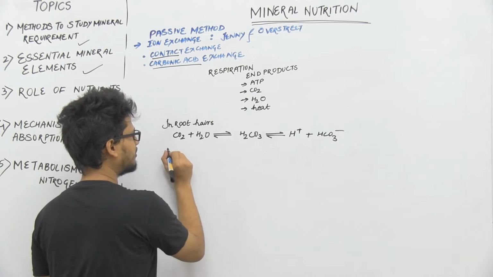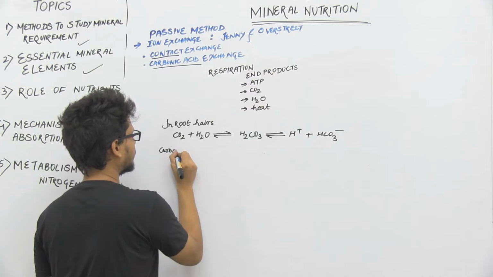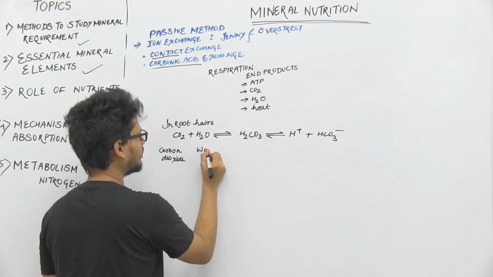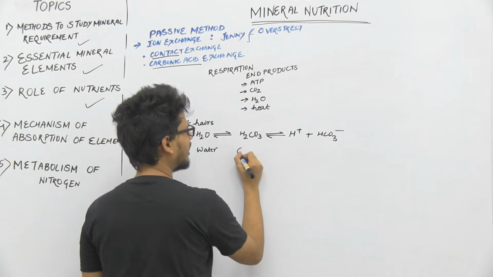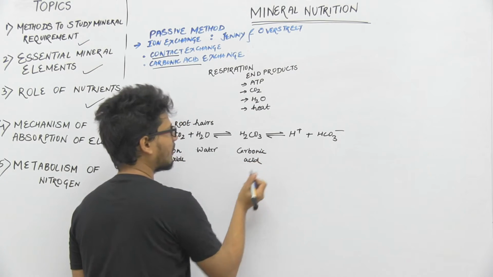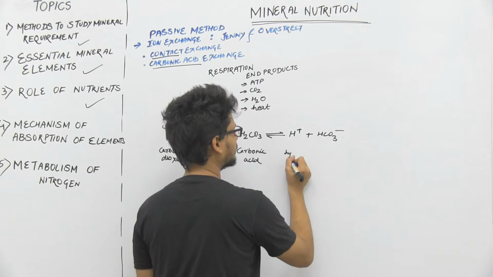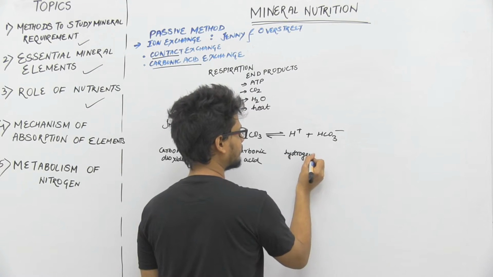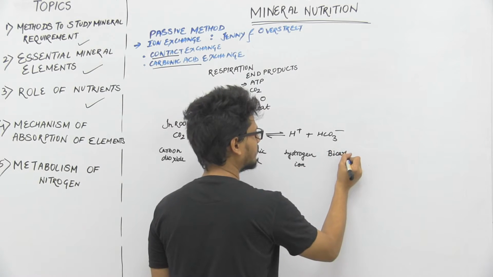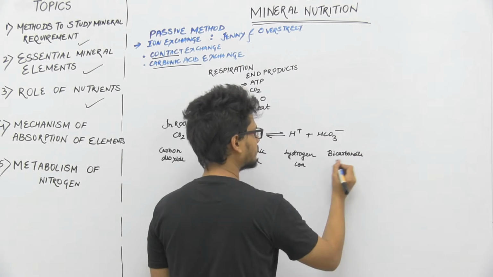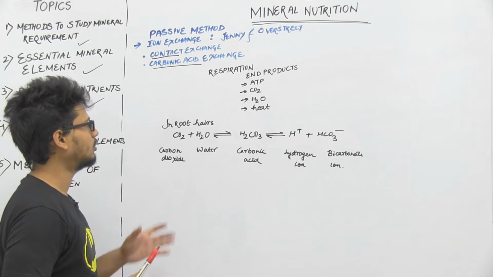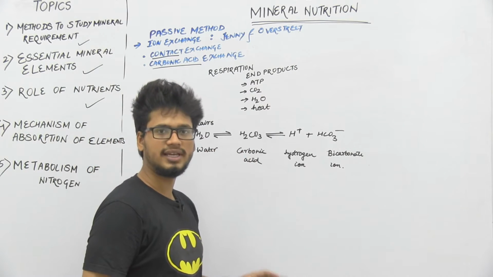So this was our carbon dioxide plus water, which will give you carbonic acid. This will give you hydrogen ion plus bicarbonate ion. Okay. So this reaction is occurring solely in the root hairs.